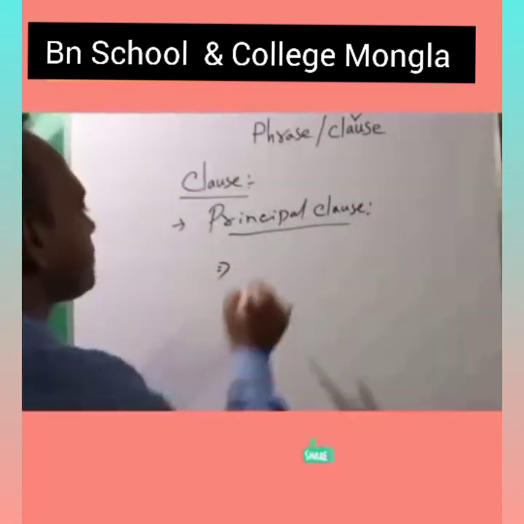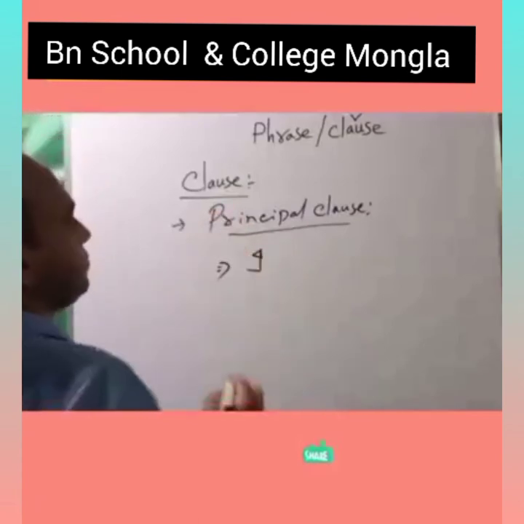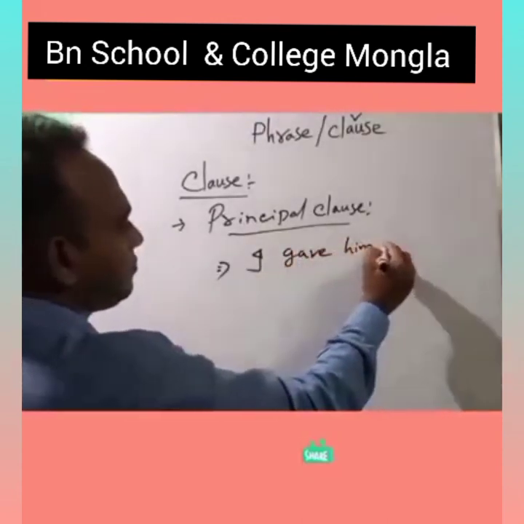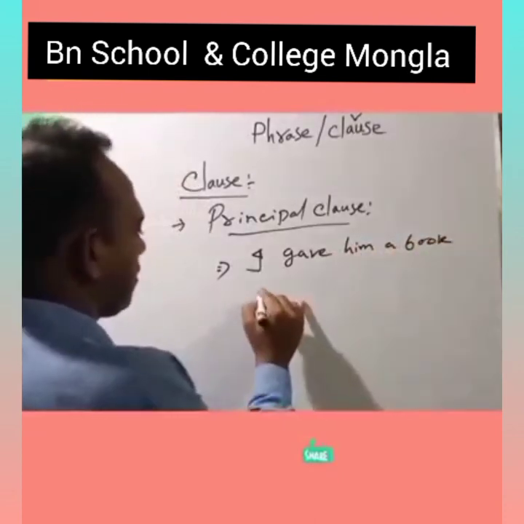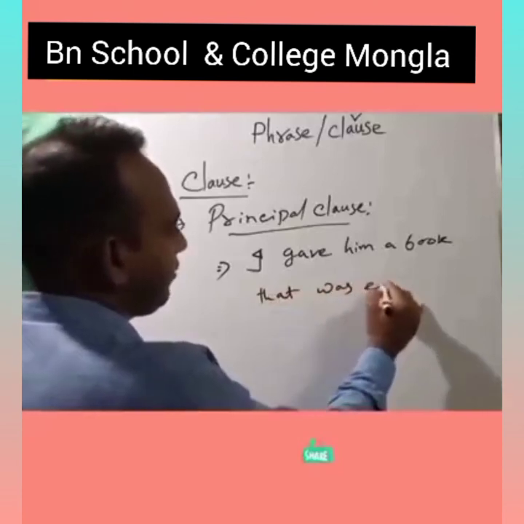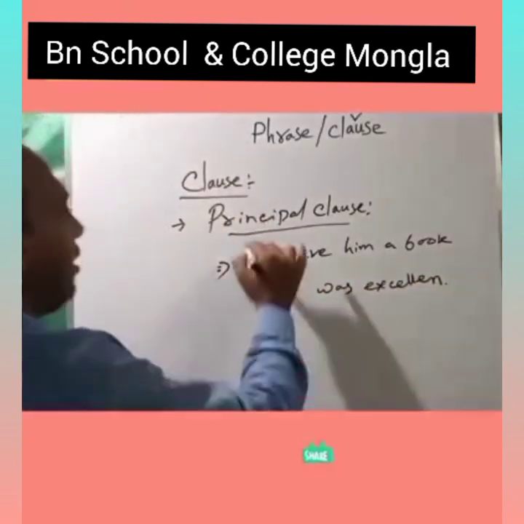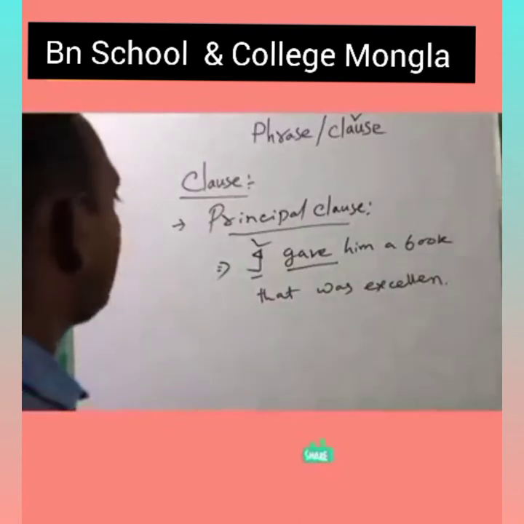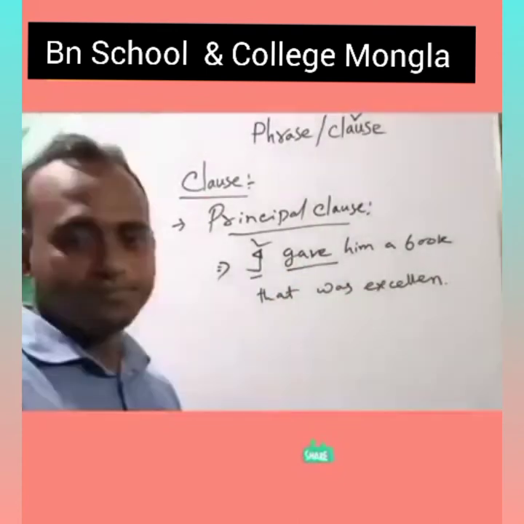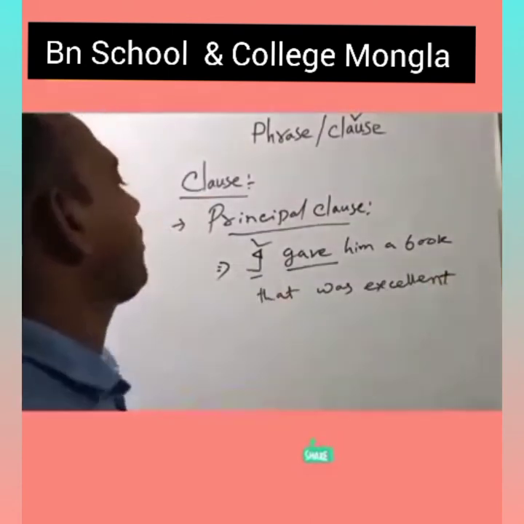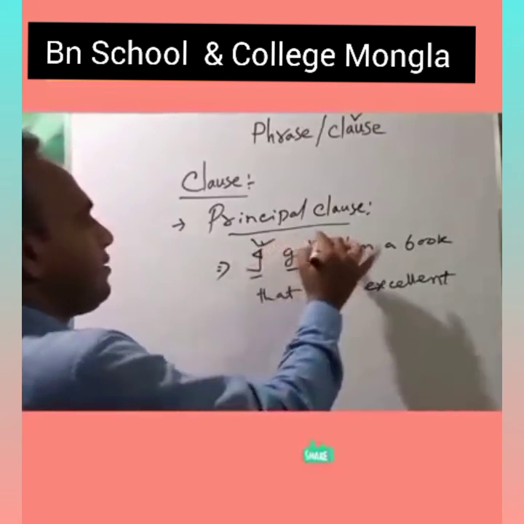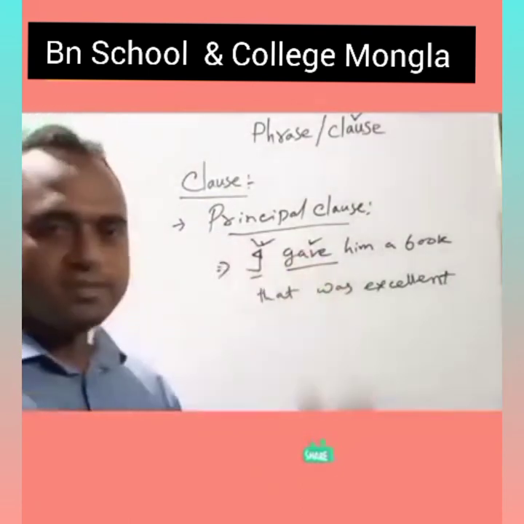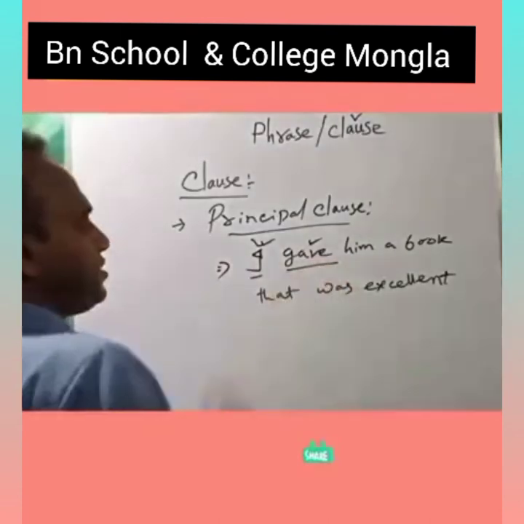Just take an example. I gave him a book that was excellent. I gave him a book. Here I is the subject, gave is the finite verb, and they can express the meaning clearly. So this sentence is a principal clause because it has a subject and a finite verb, and it doesn't take any kind of help from any other clauses. Rather, it can express its meaning completely. Okay, so this is the principal clause.